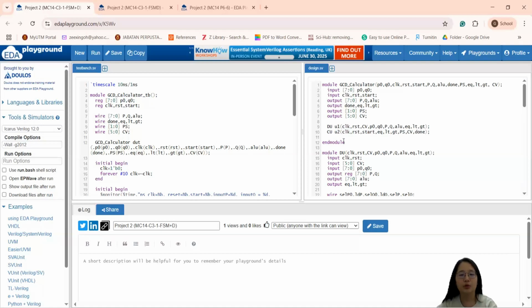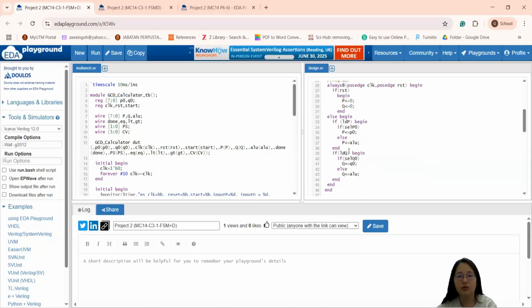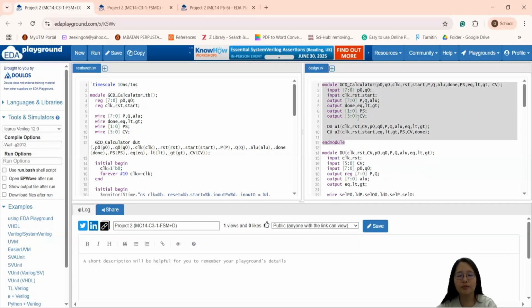I am Goh Zee Xin, and I will do the demonstration of project 2. The first question in project 2 is to perform FSM plus D and FSMD for the GCD calculator. This one is the GCD calculator with FSM plus D. Here we can see I have one DU and one CU, and one top module.